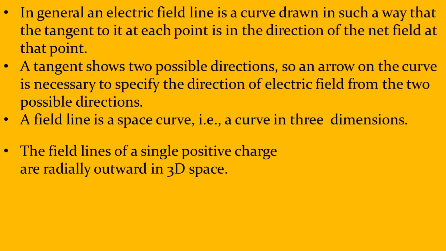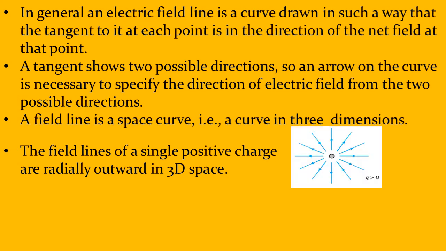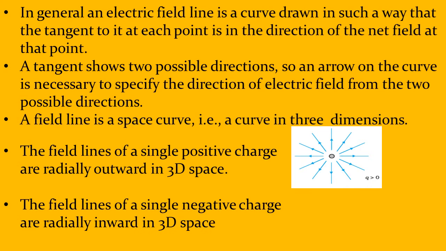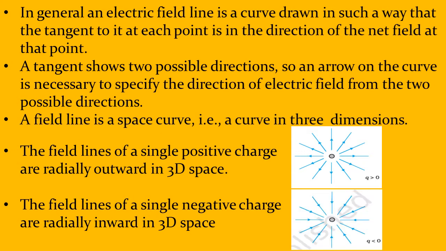The field lines of a single positive charge point radially outward in 3D space. Here, there is a positive charge. All the field lines point outwards when Q is positive, or when Q is greater than 0. The field lines of a single negative charge are radially inward in 3D space. So here you see I have a negative charge and all the lines are pointing inwards. And what is Q? Q is negative. Q is less than 0.